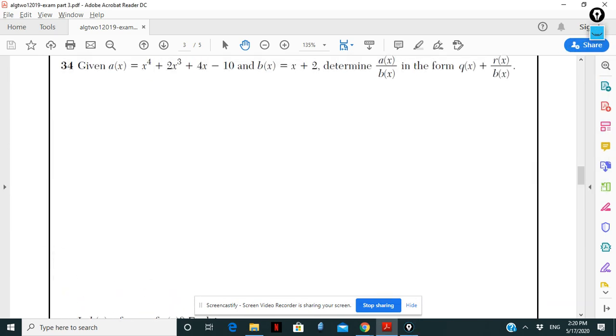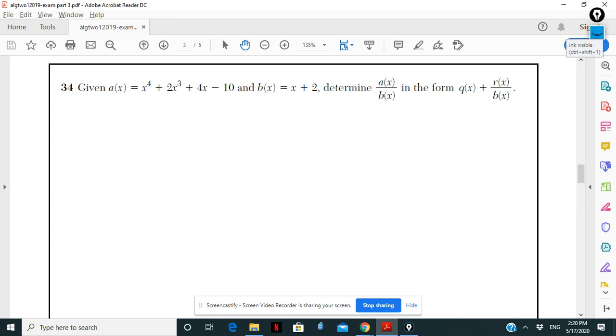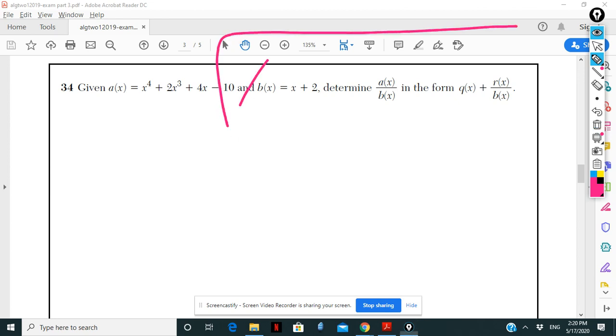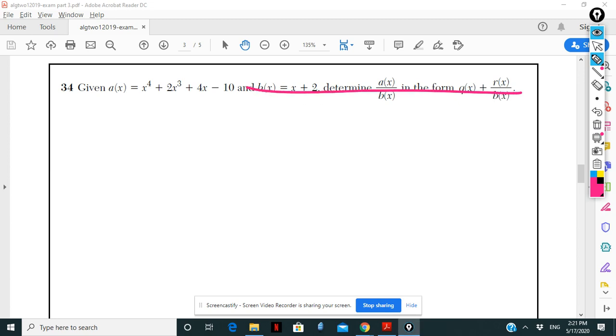Question number 34. Given a of x equal to x to the power 4 plus 2x cubed plus 4x minus 10, write it in terms of the quotient and the remainder. So the first step, I'm going to do the long division, x to the power 4, or I can use synthetic division.